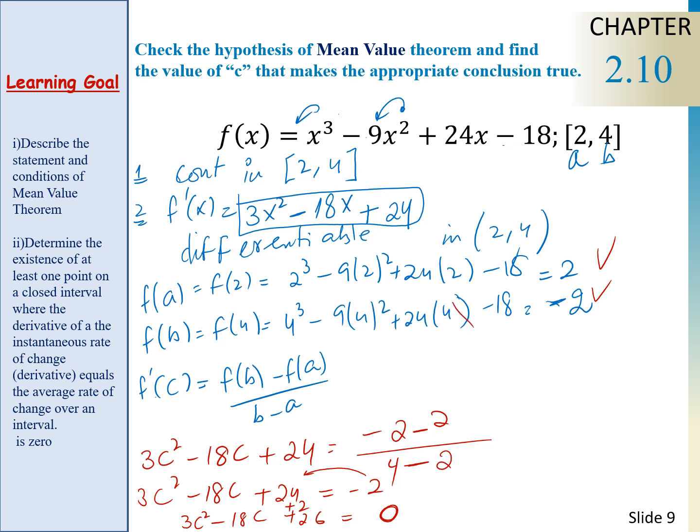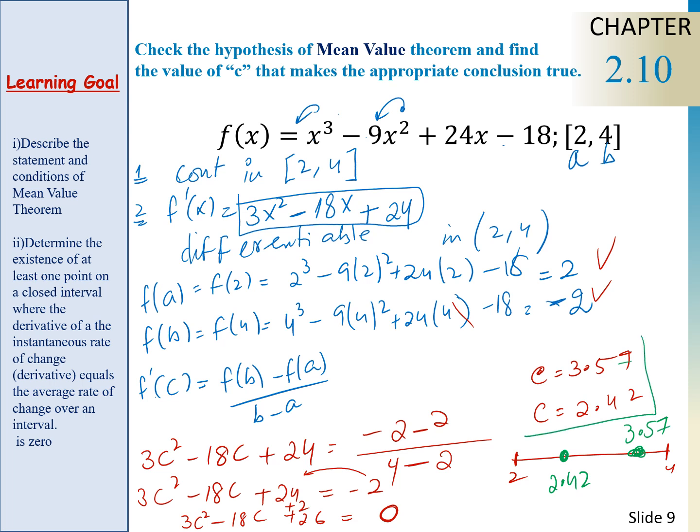Okay, so you will get 3.57. So the value of c is 3.57. And another value is, let me check, another value is 2.42. Now have a look at the number line. So the initial point is 2, the ending point is 4. Now you can see 2.42 is somewhere here, right? Which is in between 2 and 4. Similarly, 3.57 is also somewhere here. So both the points fall in the given interval. So both are our answers.